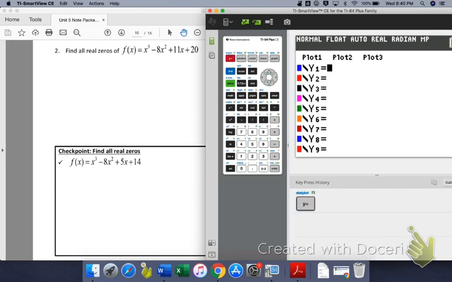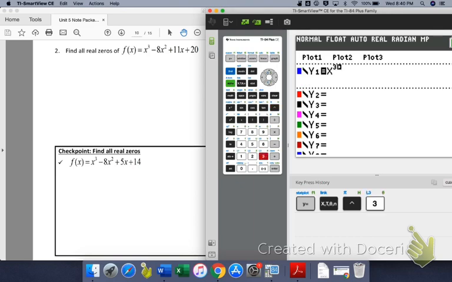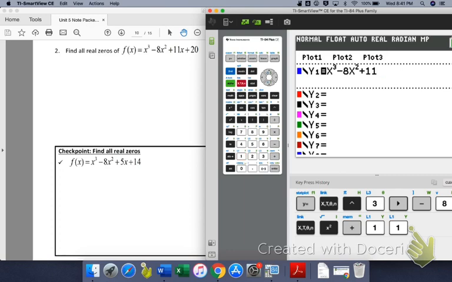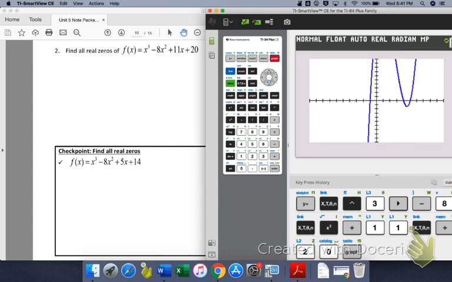So go to your y equals menu. And we're going to type in our entire function, again making sure that we're using all the right signs, making sure our exponents are in the right spot, etc. So you can see here how I'm typing everything in. Make sure our function's correct. We're going to do 2 things here. We're going to take a look at the graph.